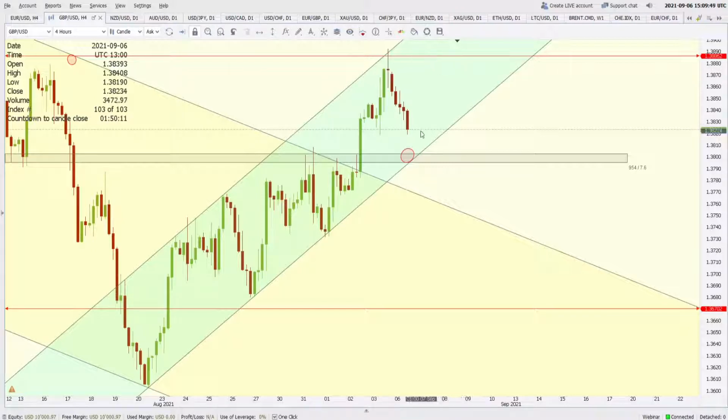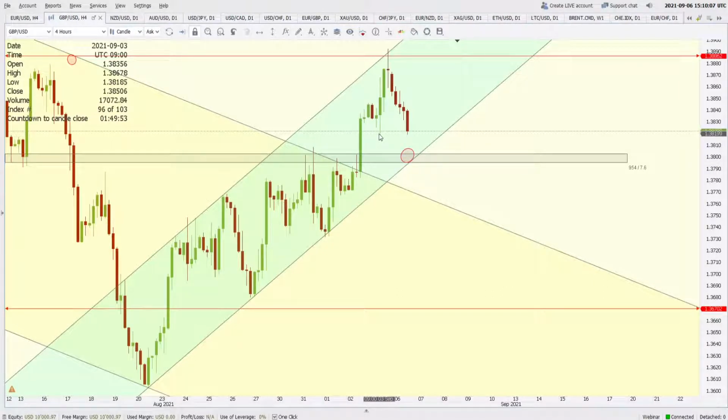If this holds, the price can jump higher from here. But if I am a buyer, I won't be looking for a buying position here. I think I will be looking for a better position like here. This is a confluence of two supports. One is this rising channel support line, and the other one is this horizontal price level. So I will be looking for a buy position here rather than at the current level.